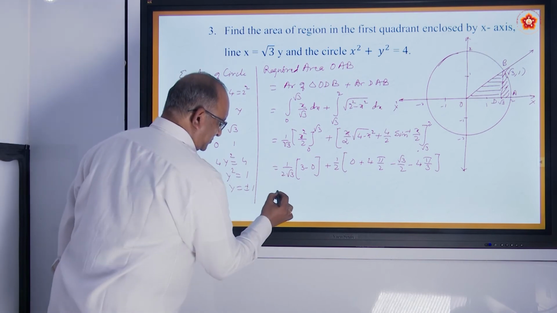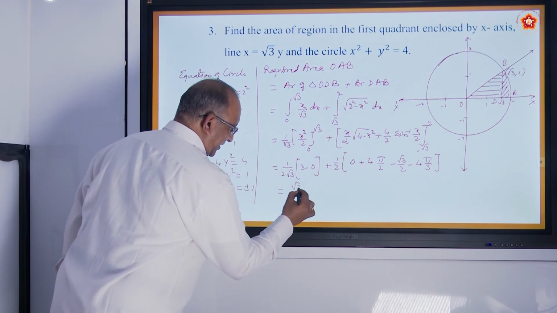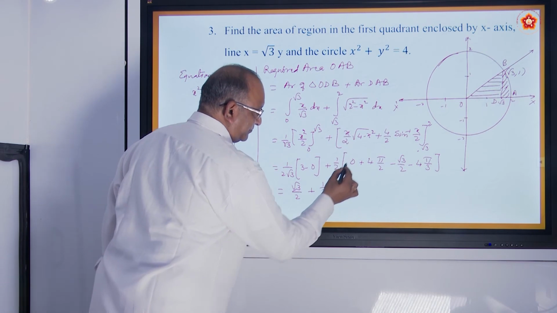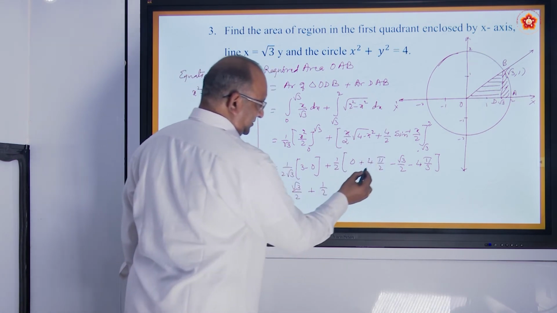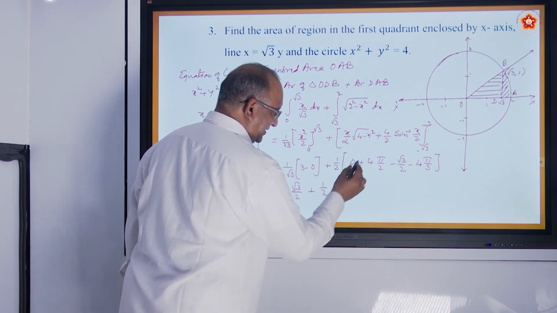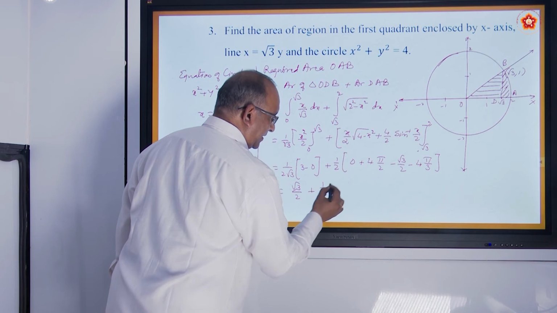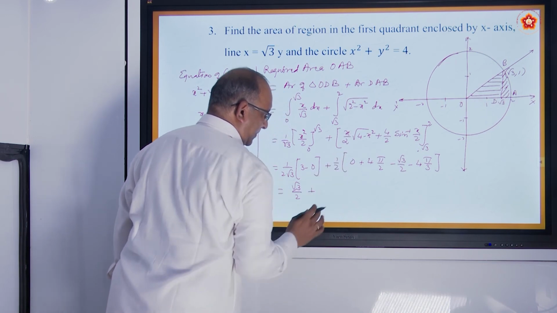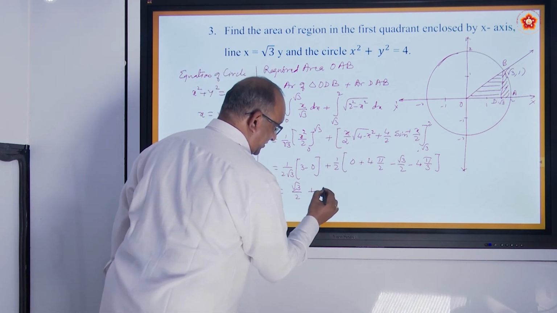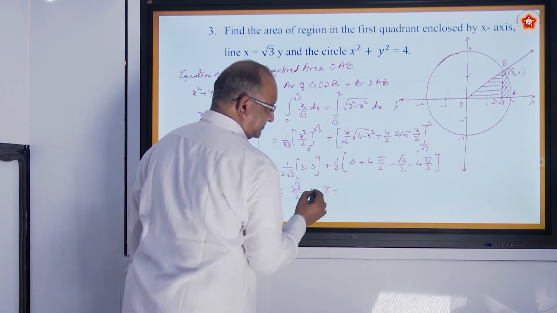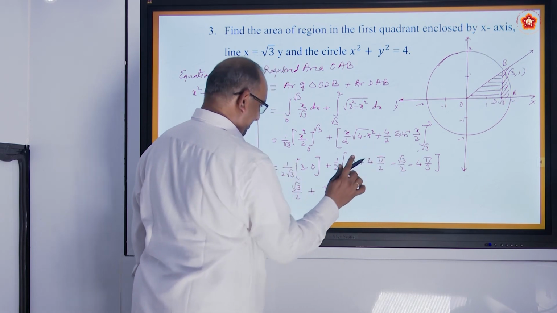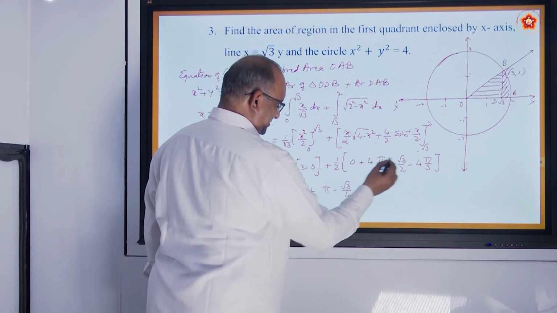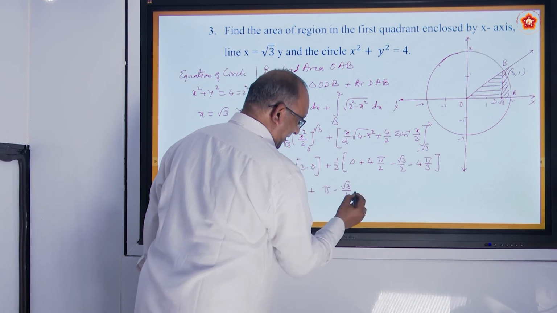Simplify it, so it will become root 3 by 2, because root 3 and 3 can be cancelled, plus 1 by 2, this will become 2 pi, or 2 into 2, 4 into 4 will get cancelled, you will get pi, or multiply it directly, so it will become 2 and 2, 4, 4 and 4 will get cancelled, you will get pi, minus 1 by 2 will come here, it will become root 3 by 4. This 2 will get cancelled, you will get 2 pi by 3.